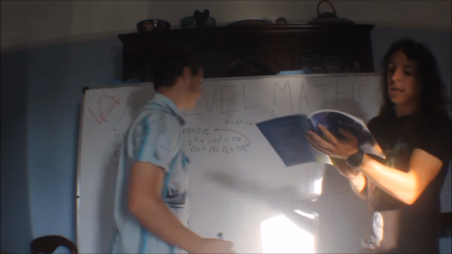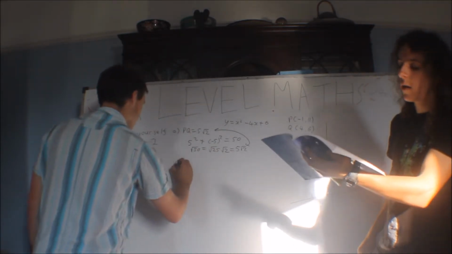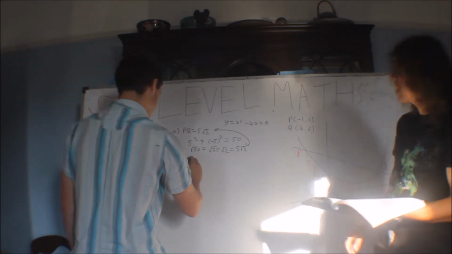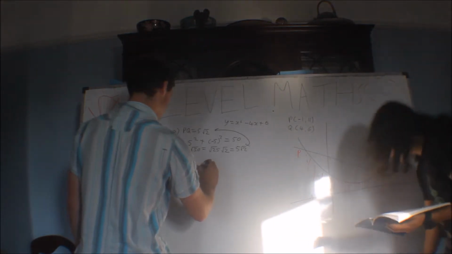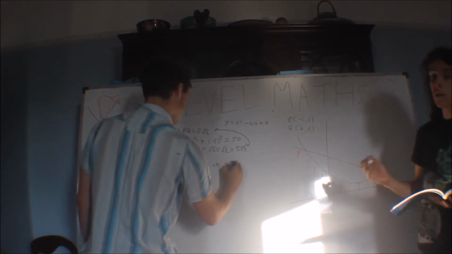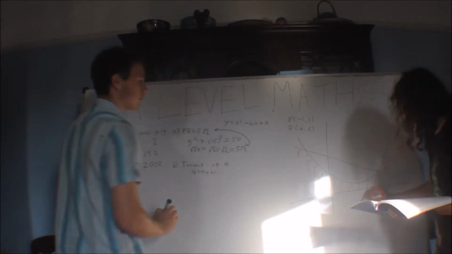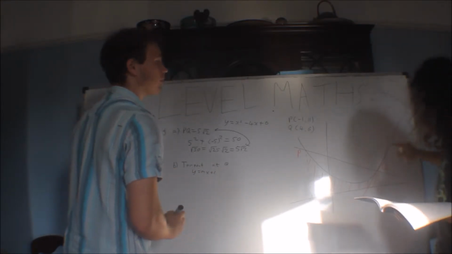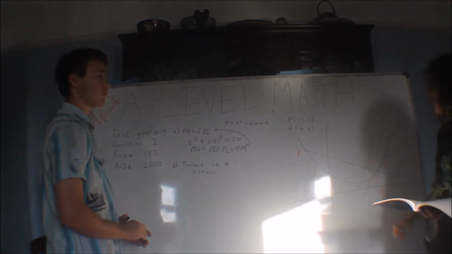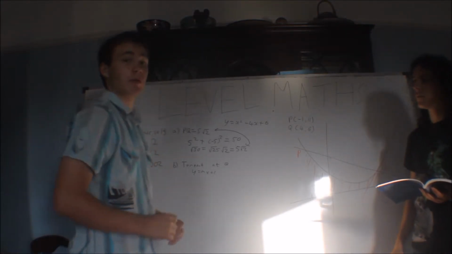Okay, so part B says find the equation of the tangent to the curve at Q in the form y equals mx plus c. So like a normal straight line. A tangent at point Q would look something like that. It would go across and just touch the curve. And that looks like something we've done before.